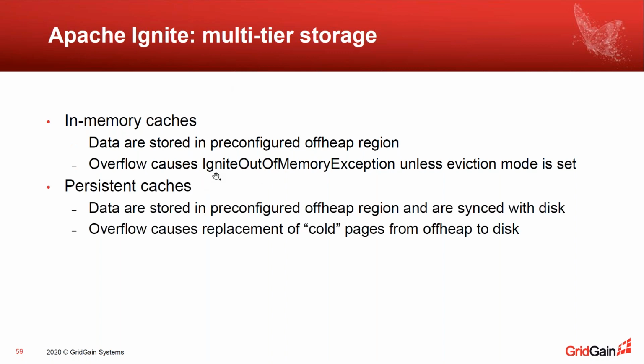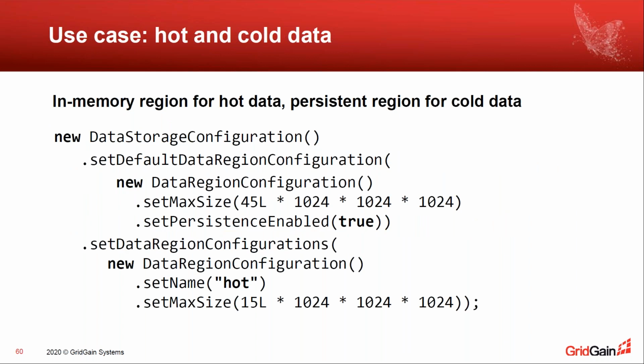The other option is persistent caches, where data are stored in a pre-configured off-heap region and are synchronized with disk asynchronously, and overflow in such a case will not cause an Ignite out of memory exception. It will just trigger replacement of colder pages from memory to disk. Here is an example of data storage configuration. There's a bean called data storage configuration, and there's a default data region configuration. So if you create a cache and do not specify which data region to use, this cache will reside in this default data region. You may also specify other regions, and these regions should be named. You should pass a name, for example hot in this case, to your separate data regions, and you can pass this name to the cache configuration, meaning that this cache will reside in exactly this data region.